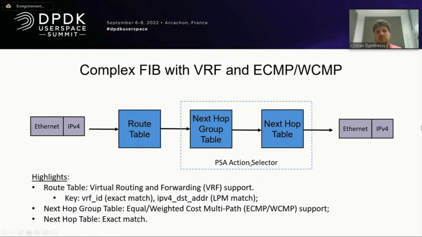And then we use this action selector table that I just mentioned for ECMP support, where we have a group of next hops that we associate with each route in the routing table. And we select the next hop. We do some hashing based on an n-tuple that the user specifies in order to preserve packet ordering within the same flow. And we send the packet out.